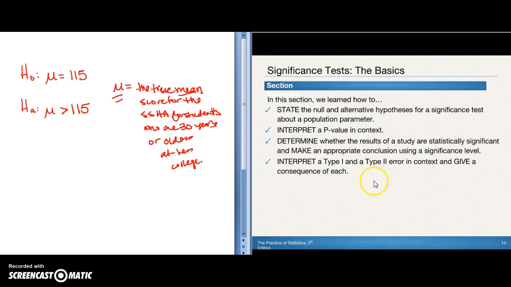So what I tried to do in less than 15 minutes was tell you how to state the null and alternative, talk briefly about what the p-value is, determine whether results are statistically significant, and interpret type 1 and type 2 errors. I know that was pretty fast, but we're just trying something different, seeing if I can get you the information in a different way so that you're more engaged.